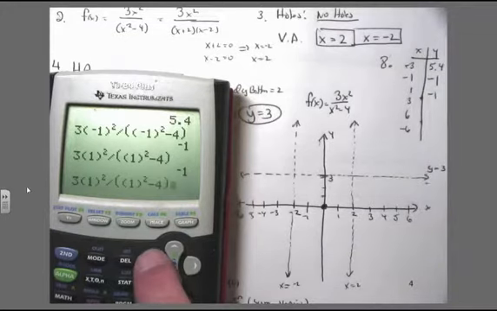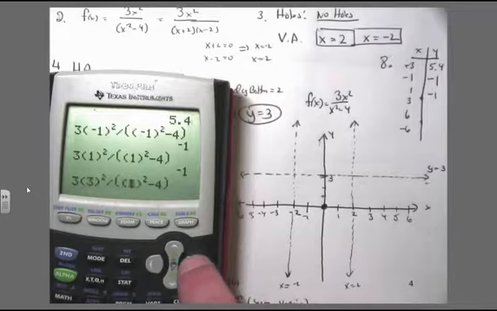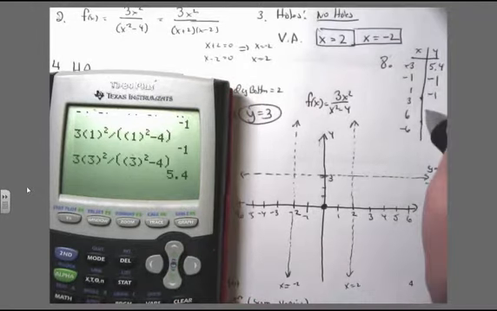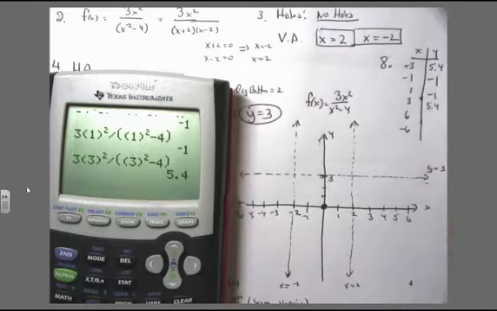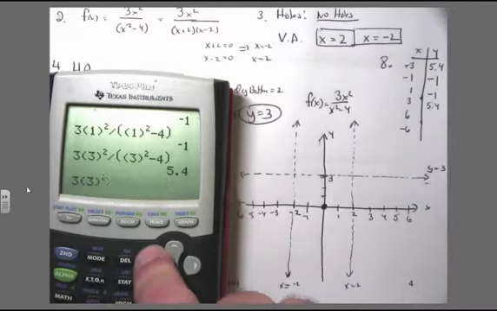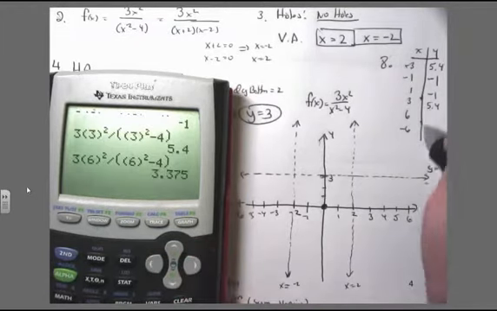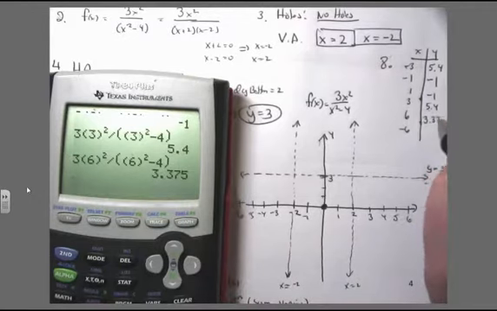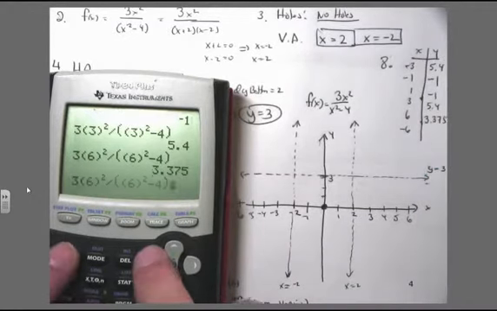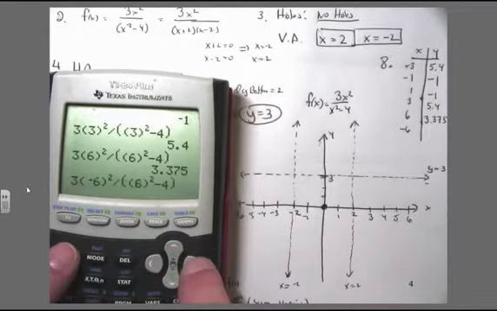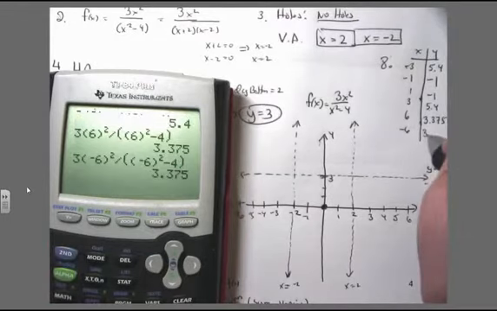Now I'm going to plug in 3. I get 5.4. And now I'm going to plot 6, and then I'm going to plot -6. Last 2 points. Plugging in 6 into my function, I get 3.75, and now I'm going to plug in -6 by calling it back down and inserting a negative. And I get the same thing because of symmetry, 3.75.